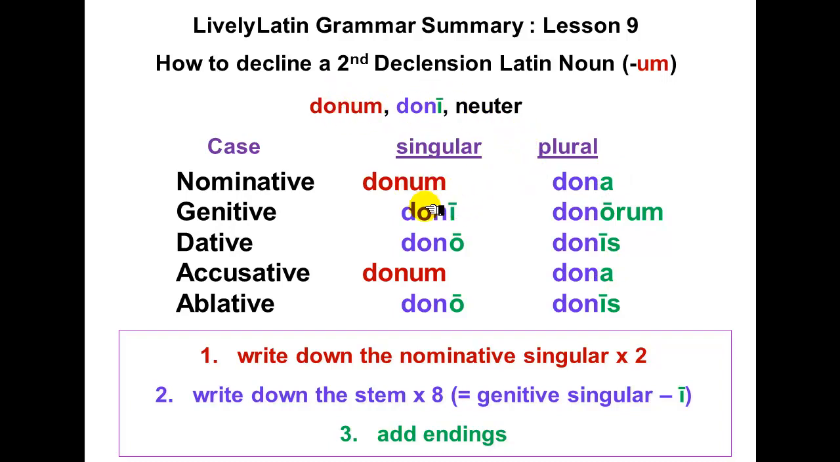Gift is the subject, of or for the gift, to or for the gift. Gift as the object, by or with the gift. Gifts as the subject, of or for the gifts, to or for the gifts. Gifts as an object, by or with the gifts. This is second declension neuter.